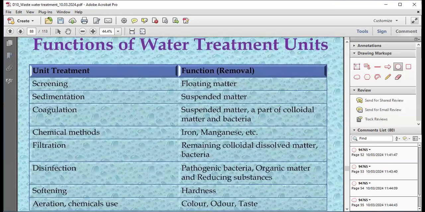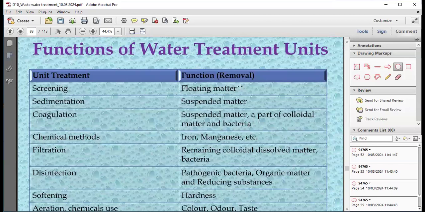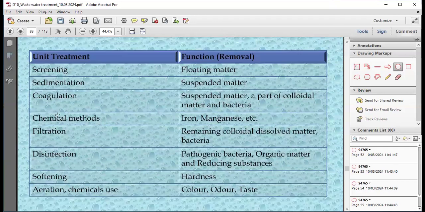Unit treatment function: screening is the removal of floating sediments. Coagulation removes suspended matter, part of colloidal matter and bacteria. Then chemical methods, iron and manganese removal, filtration removes the remaining colloidal dissolved particle matter and bacteria, then disinfection, filtration, remaining colloidal dissolved matter, bacteria, disinfection, pathogenic bacteria, organic matter.